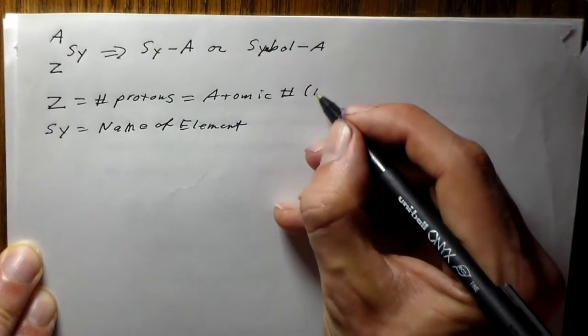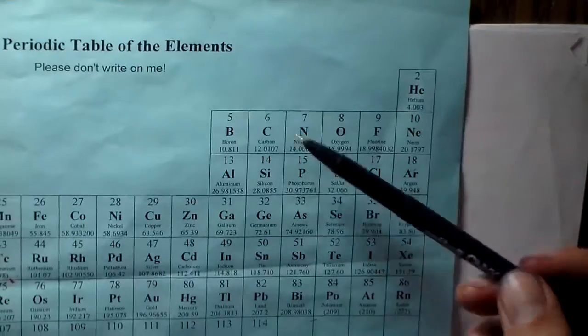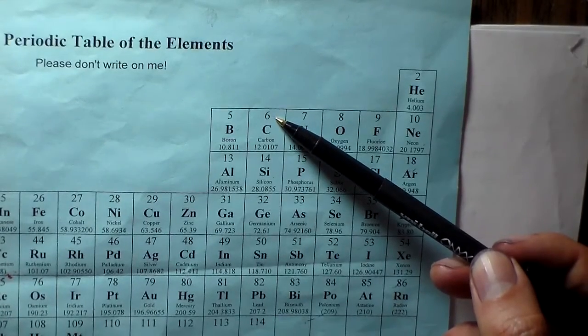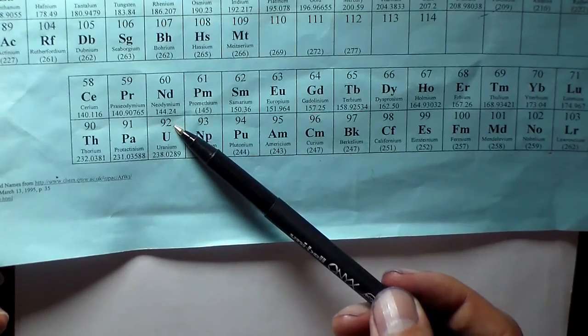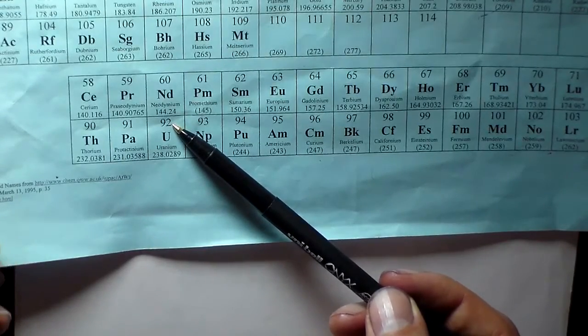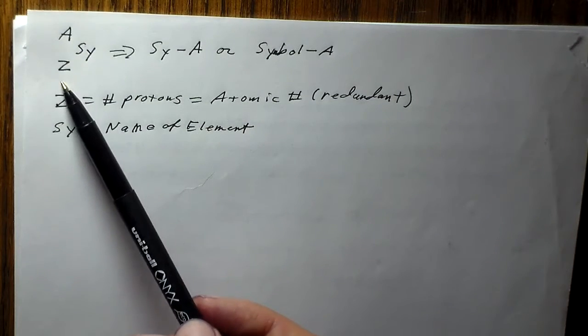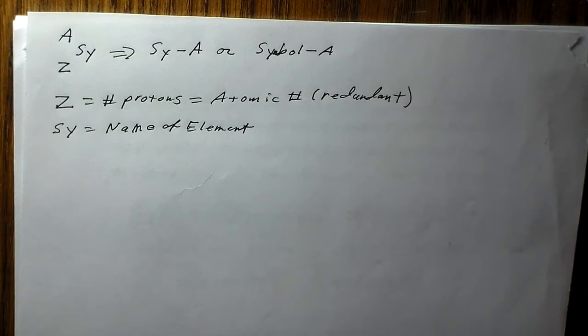So this right up here is just redundant. Like we were talking about earlier, if I have carbon, I know it has 6 protons, because if it doesn't have 6 protons, it's not carbon. If I have uranium, it has 92 protons. If it has anything else, it's not uranium. So if we just put in the symbol and leave off the Z, we know what that is automatically because it simply cannot be anything else.